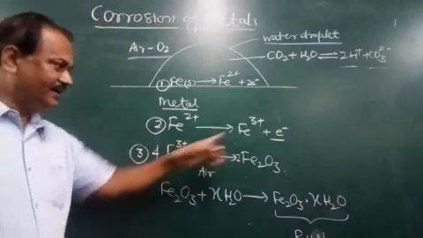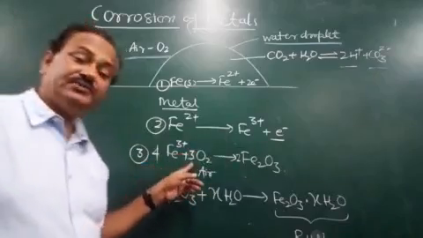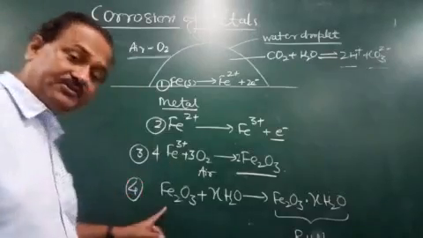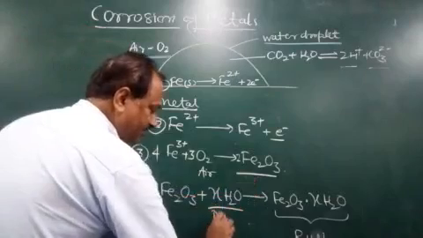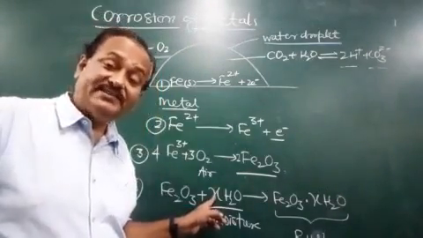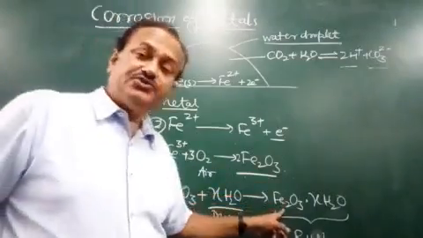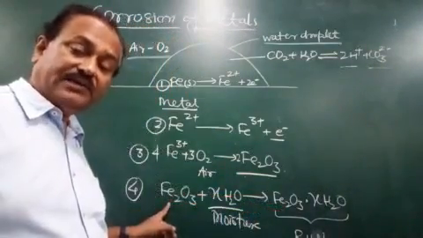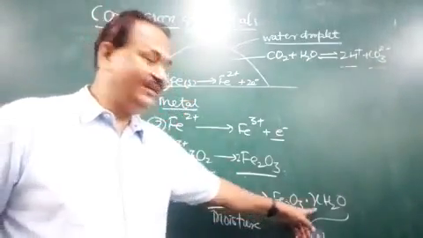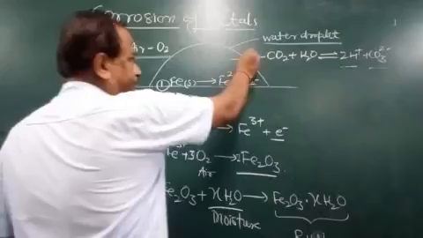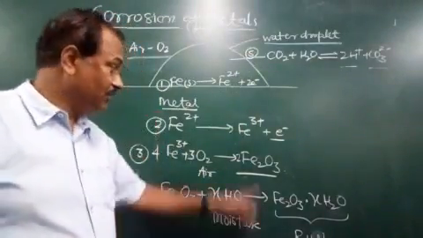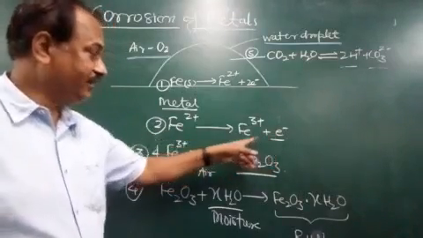Then the third reaction: Fe3+ reacts with the air and there is formation of iron oxide. Then the fourth reaction: iron oxide combines with the moisture present in the atmosphere. x is the number of water molecules, so x is variable. Anhydrous iron oxide, without any moisture, combines with a suitable number of water molecules to form rust. So rust has the formula Fe2O3·xH2O. This is the fifth reaction. So this is all about how corrosion takes place. It is an electrochemical process, and electrons are produced.